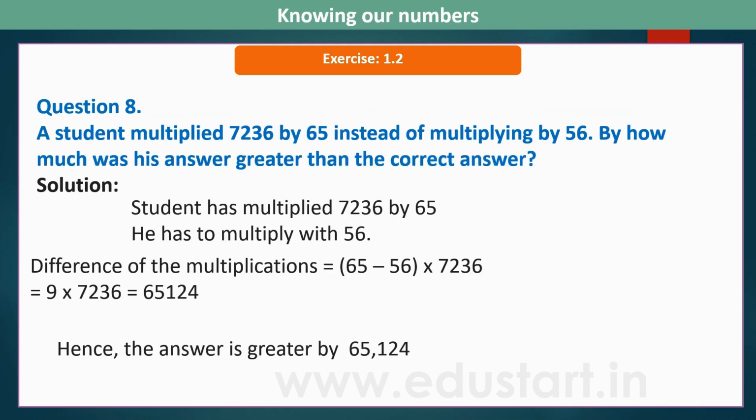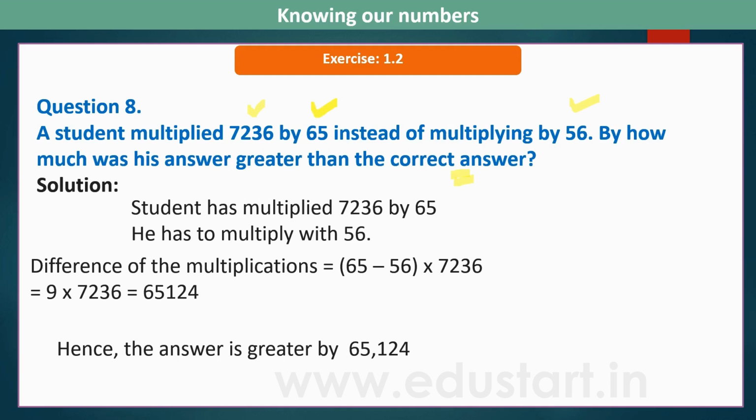A student has multiplied 7236 by 65 instead of multiplying by 56. By how much was his answer greater than the correct answer? So what is the correct answer? The correct answer should be, if the student has multiplied 7,236 by 56. But instead of that, what has the student done? He has multiplied 7,236 by 65. Now what should be the correct answer and how much is his answer greater than the correct answer?